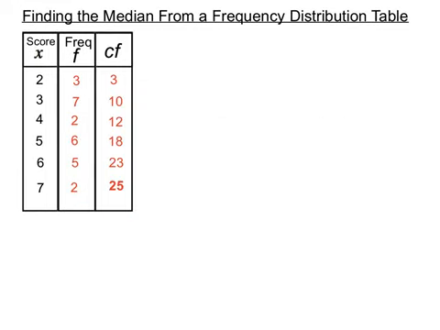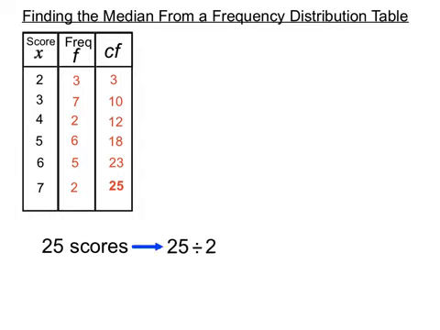And we'll use that cumulative frequency column to figure out the median. Now we have 25 scores here, so let's think about what the median score is going to be if they're all placed in order, of 25 scores. Is it the 12th score? Is it the 13th? What's going on here?